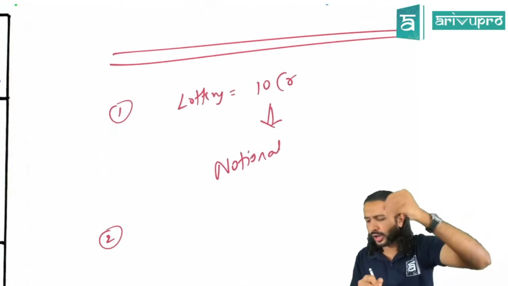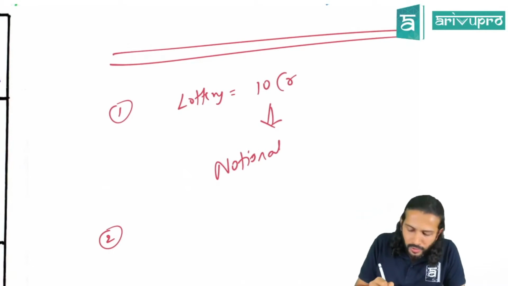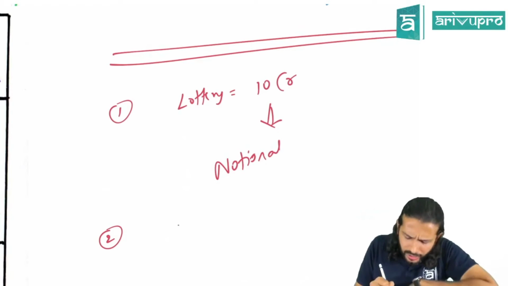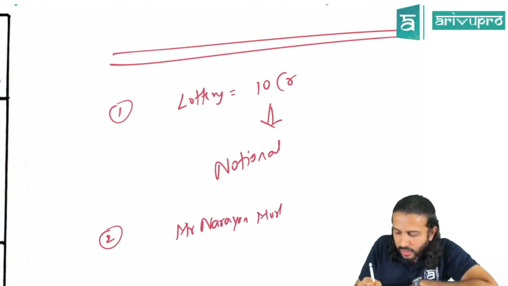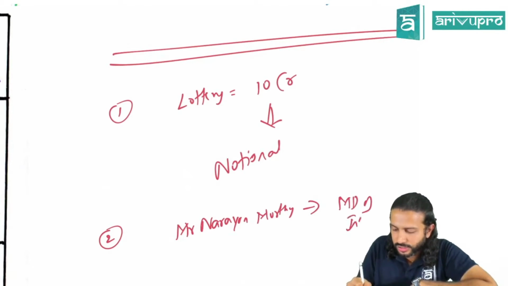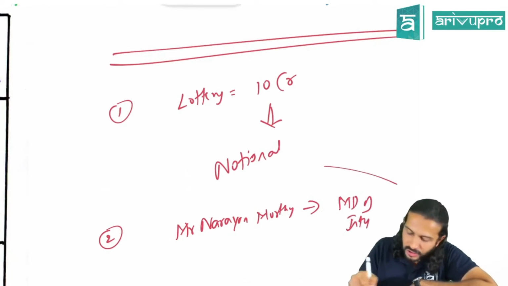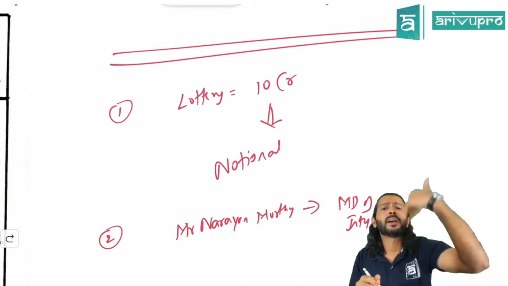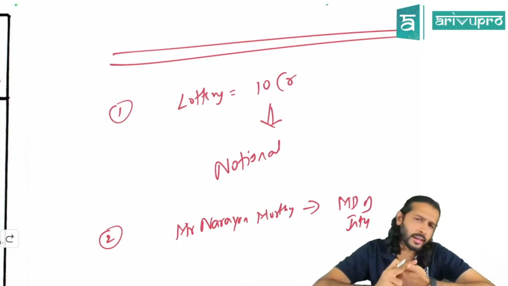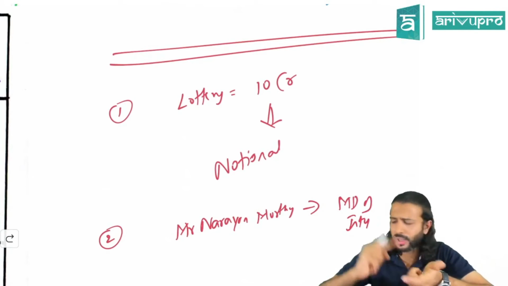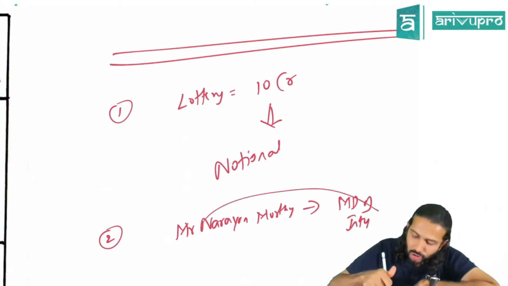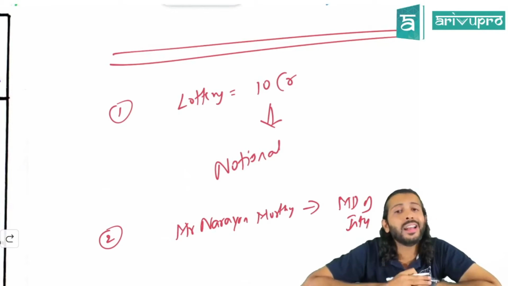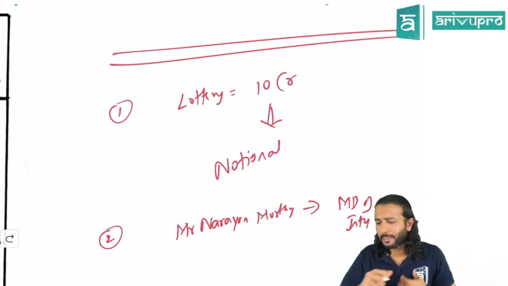Second one, let me give you another example. Mr. Narayan Murthy again. Mr. Narayan Murthy was appointed, let's say, as a managing director of Infosys. Can you pass a journal entry for this? A particular managing director was appointed. He was fired. A particular employee joined. A particular employee quit. For these sort of things, can you record in accounts? By recording, I mean journal entry.